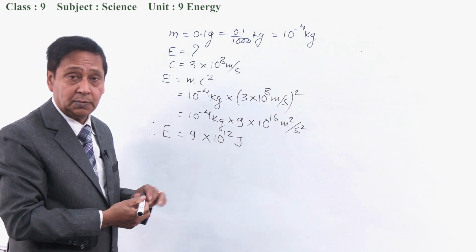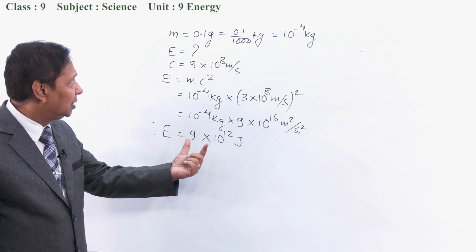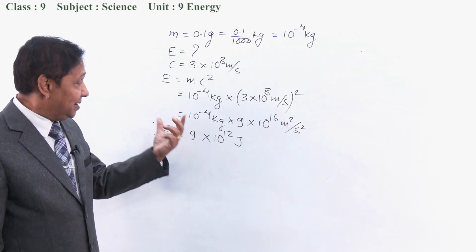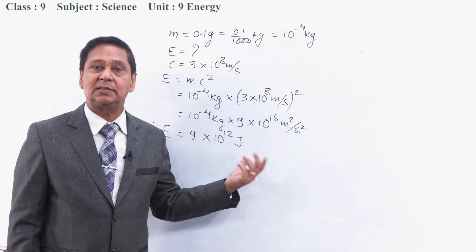This is a very huge number. This is about 90 kharab joule. When 0.1 gram of hydrogen is destroyed, then 90 kharab joule of energy is produced in this nuclear reaction.